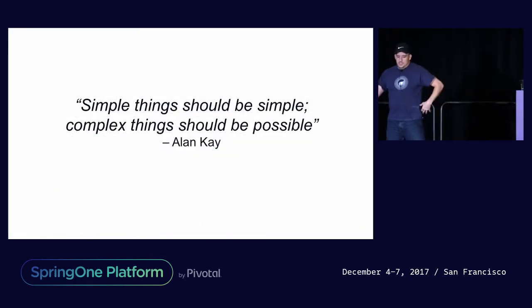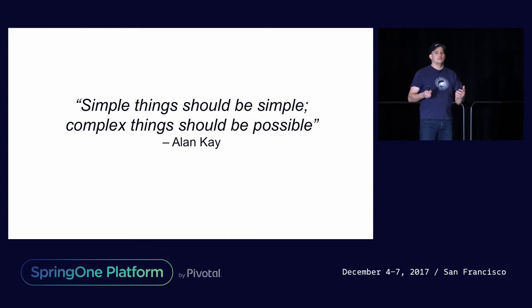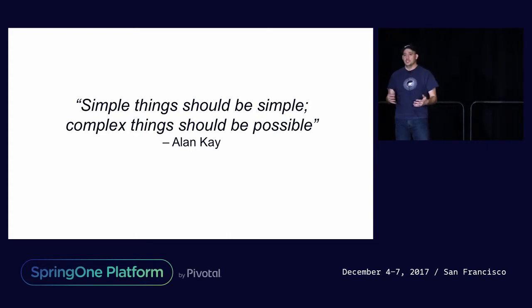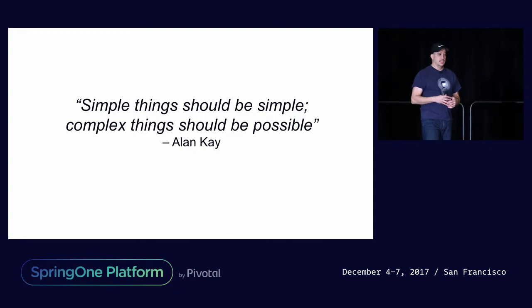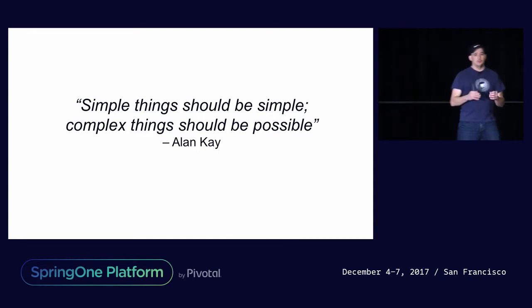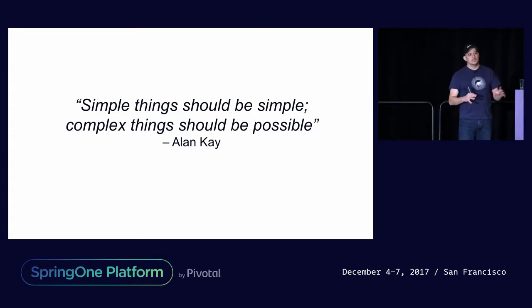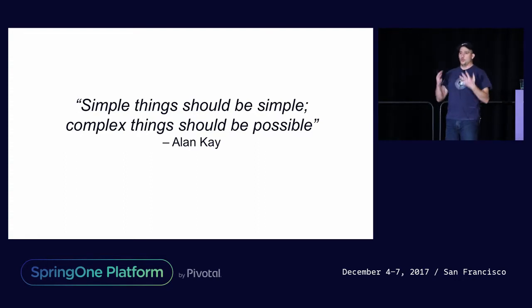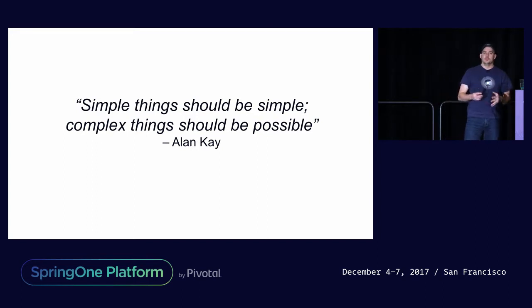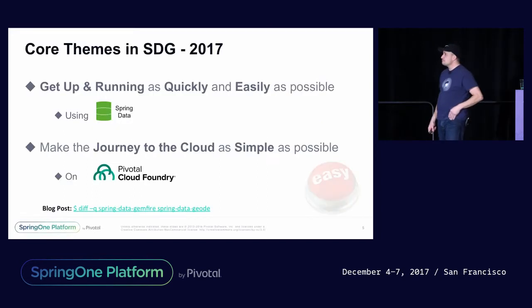So the core theme in Spring Data Geode this time has been around simplicity. I'll take a quote from Alan Kay: "Simple things should be simple, and complex things should be possible." Sometimes something that seems complex is actually quite simple because it's organized in such a way that it becomes simple to use or understand once you understand that organization.